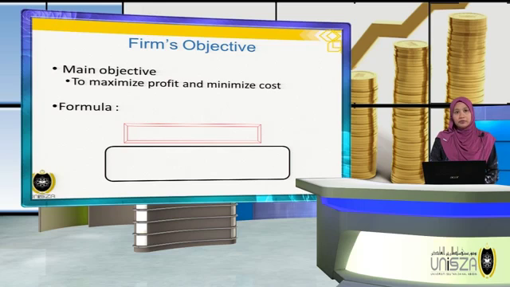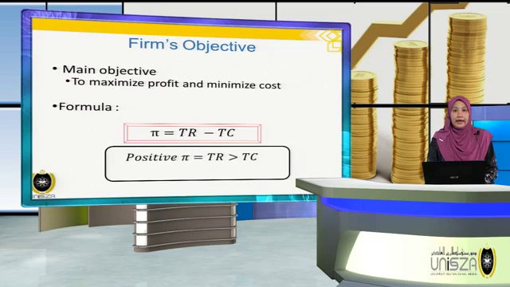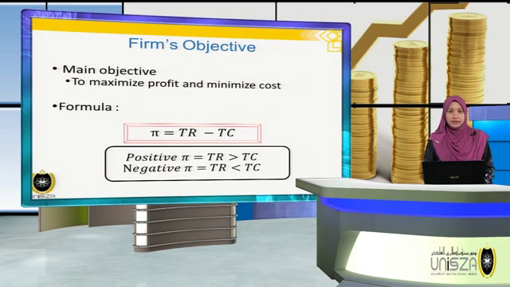And how can we calculate the profit? Okay, the formula is profit equals total revenue minus total cost. When you calculate, if the value of profit is positive, it means that total revenue is larger than total cost. But if total cost is larger than total revenue, the firm will incur a loss.